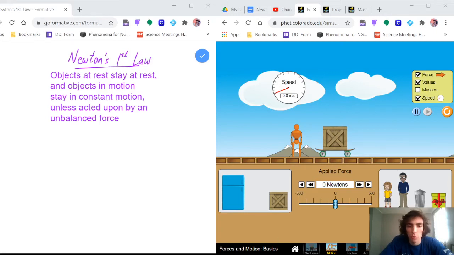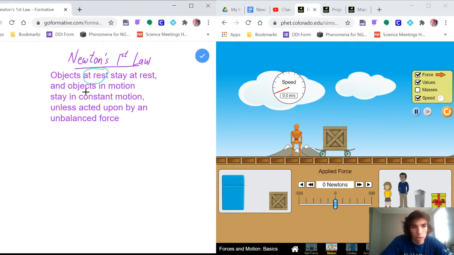Okay, so Newton's first law, one of the big ones, says that objects at rest will stay at rest and objects in motion will stay in constant motion unless they are acted upon by some unbalanced force. Let's break this down step by step, because even though there's a lot in that, we can unpack it and make it actually usable and helpful for us in various situations.